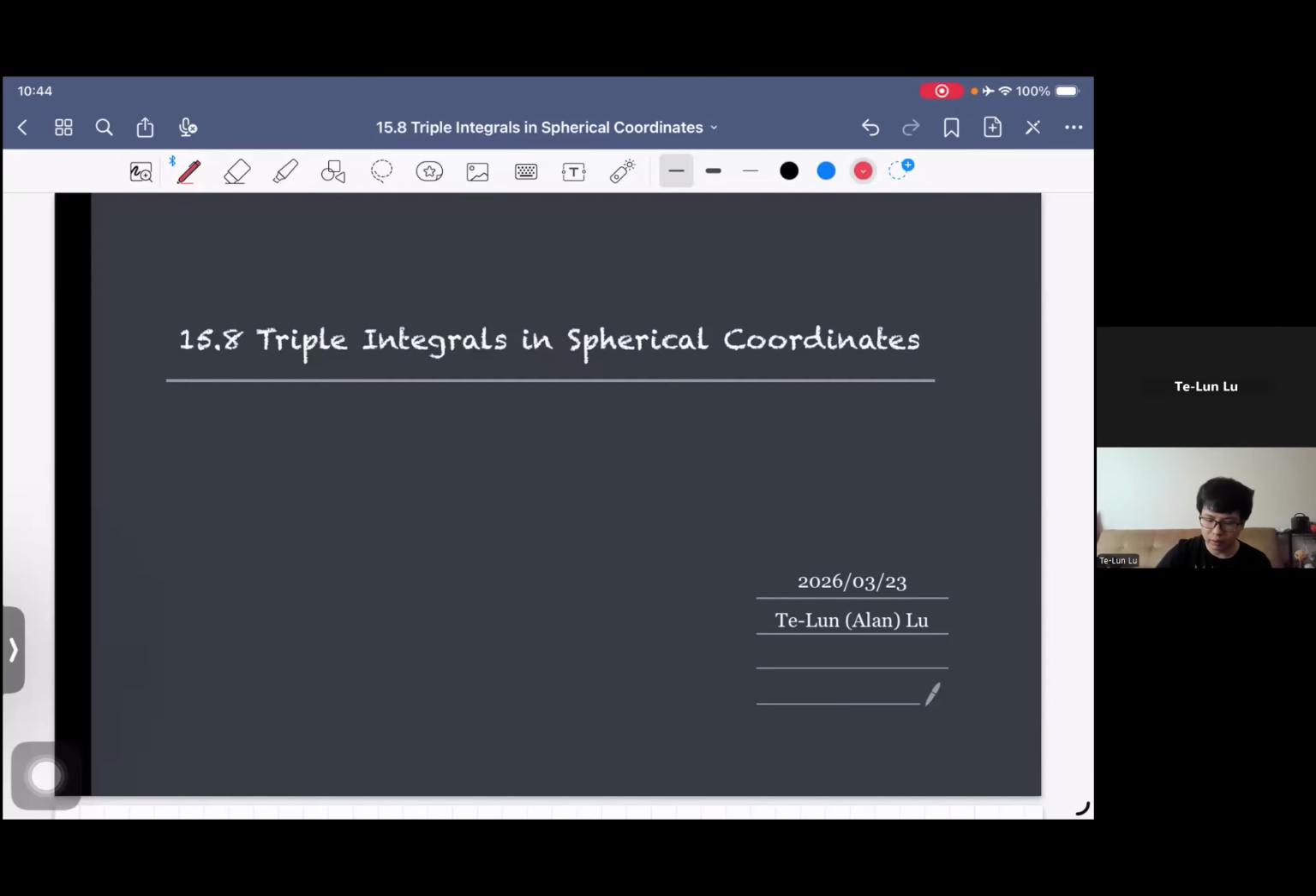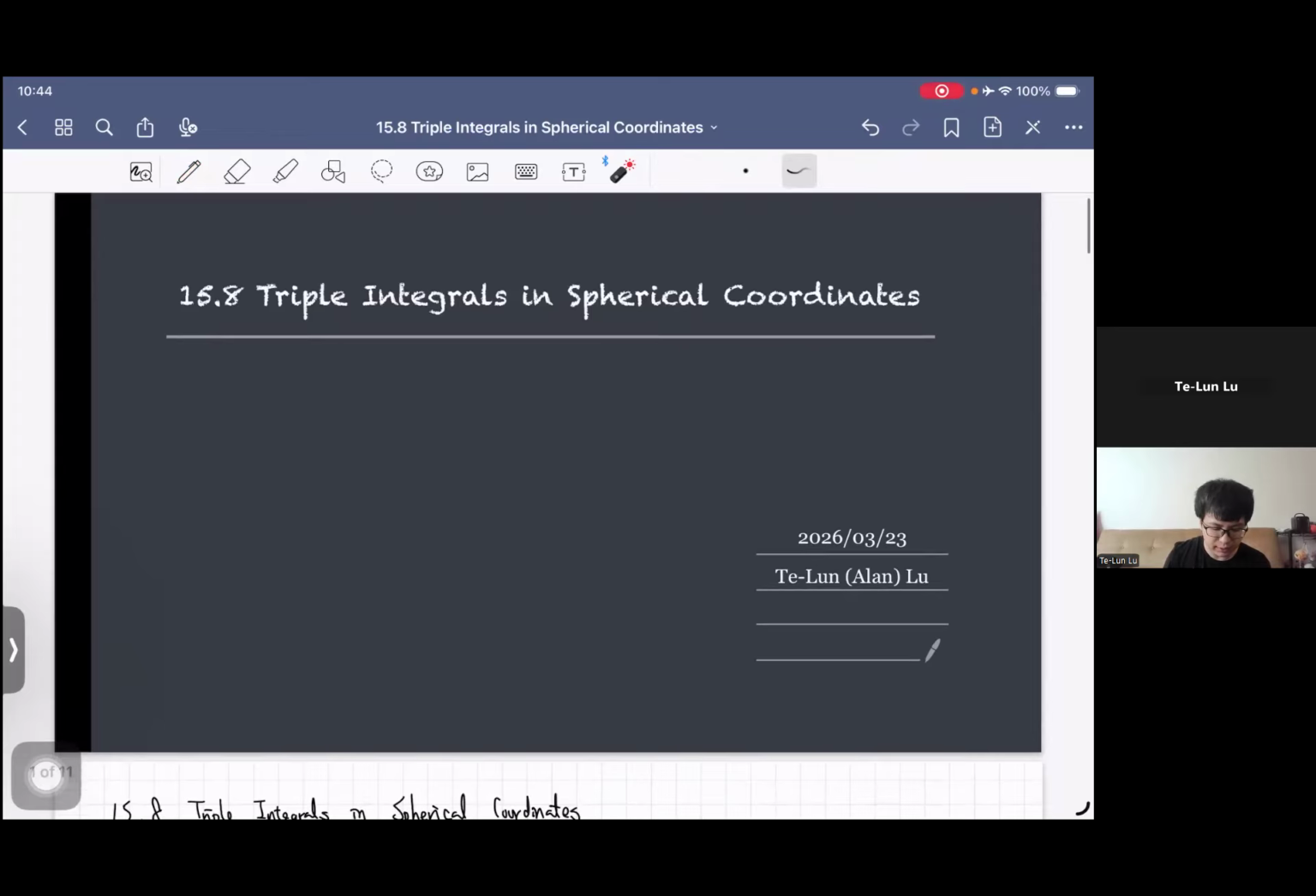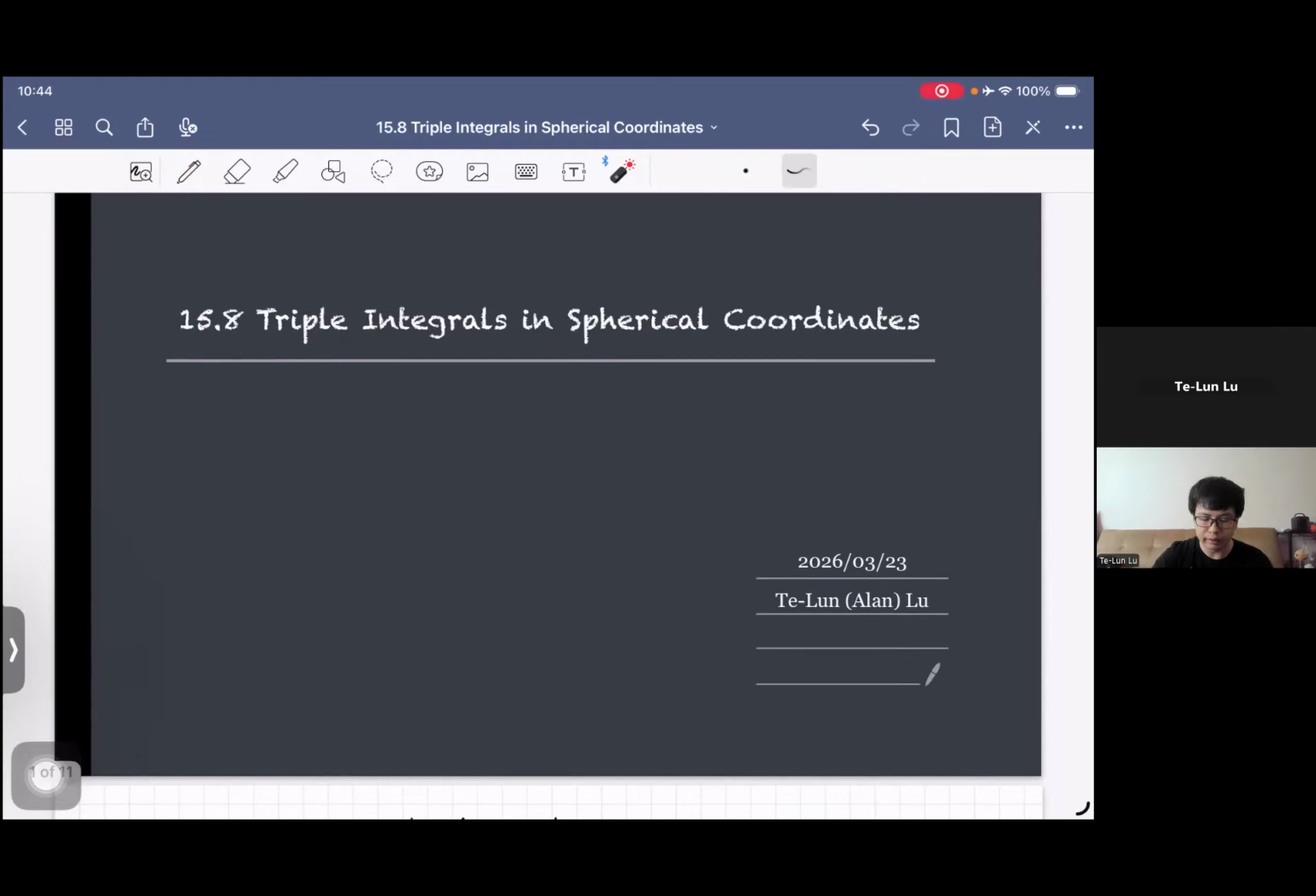Right. Hello, guys. Welcome back to 15.8, triple integral in spherical coordinates. As I mentioned last time, the next three sections will be about coordinate transformation. 15.7 deals with the cylindrical coordinates. 15.8 deals with the spherical coordinates.